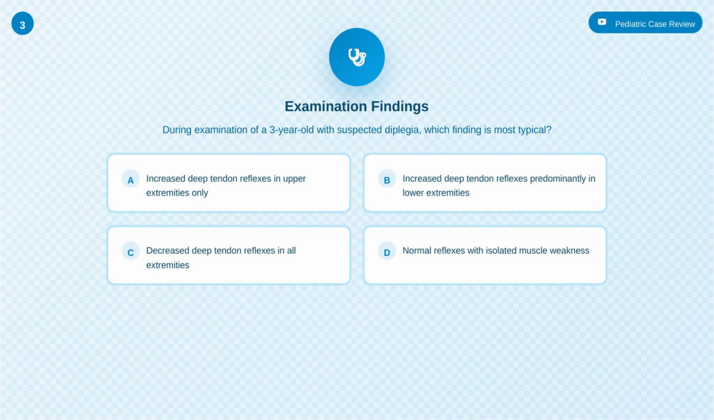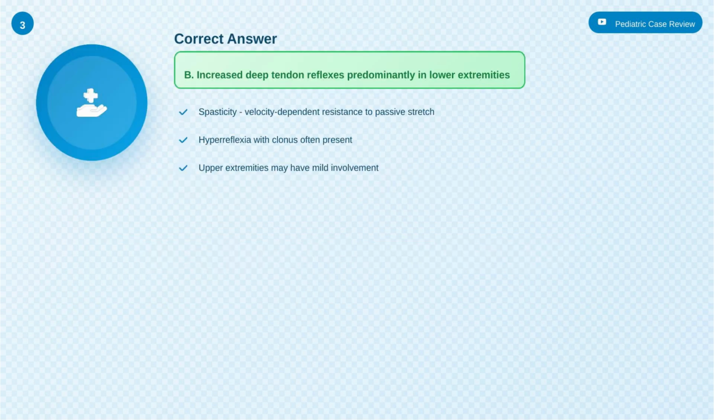During examination of a 3-year-old with suspected diplegia, which finding is most typical? A. Increased deep tendon reflexes in upper extremities only. B. Increased deep tendon reflexes predominantly in lower extremities. C. Decreased deep tendon reflexes in all extremities. D. Normal reflexes with isolated muscle weakness. The correct answer is B.